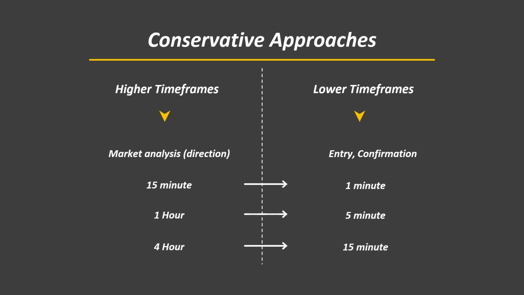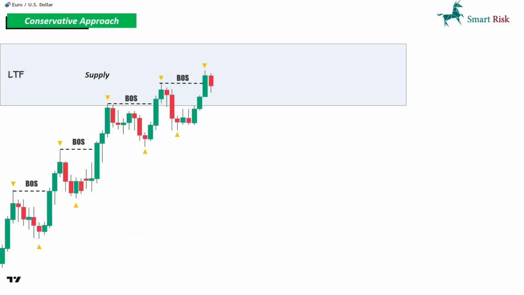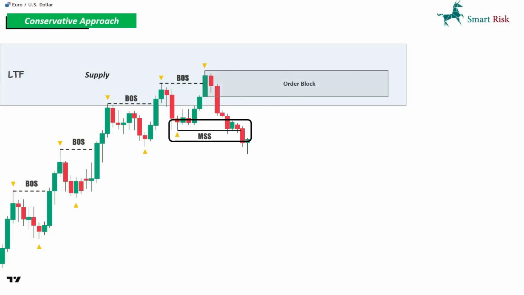The key principle is that your analysis time frame should be at least twice as large as your entry time frame. To apply the conservative entry, we wait for the price to tap into the point of interest and show a clear rejection. Once that happens, the next step is to switch to the lower time frame, closely monitor price action, and patiently wait for a valid change of character pattern to form. After confirming the market structure shift on the entry time frame, we place our entry at the lowest point of the newly formed order block.